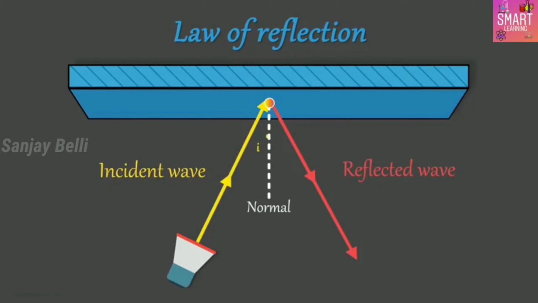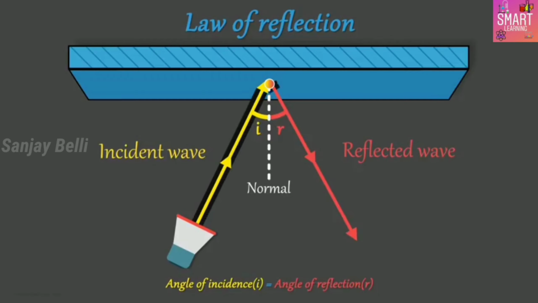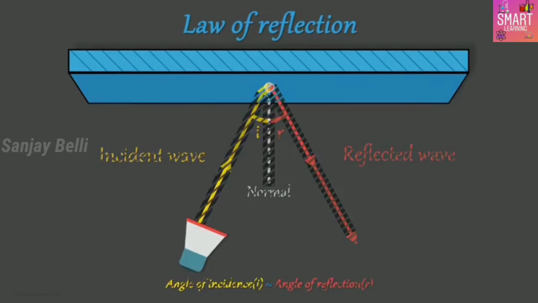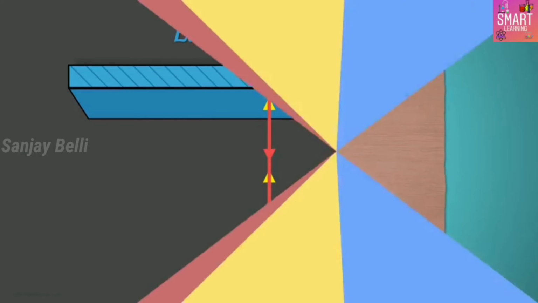The law of reflection tells us that these sound waves will be reflected back in such a way that the angle of incidence is equal to the angle of reflection. Also, the incident ray, the reflected ray and the normal will all lie in the same plane. What if a wave is incident perpendicular to the surface? Well, in that case, the reflected sound will travel back in the opposite direction along the same line.